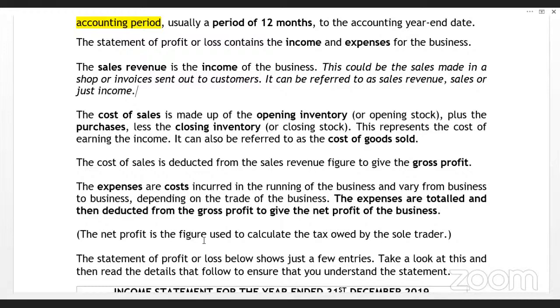Take an example. If we buy a bag of sugar, how much is a bag of sugar? A 50-kilogram bag of sugar. We want to see how we can get the gross profit.